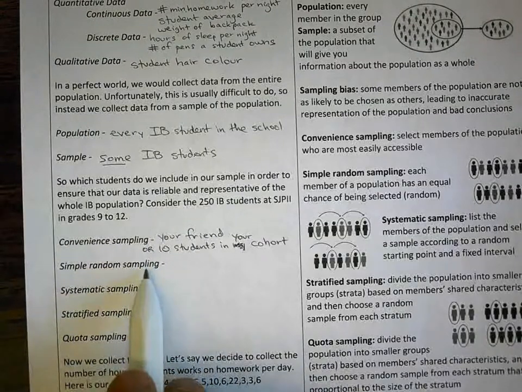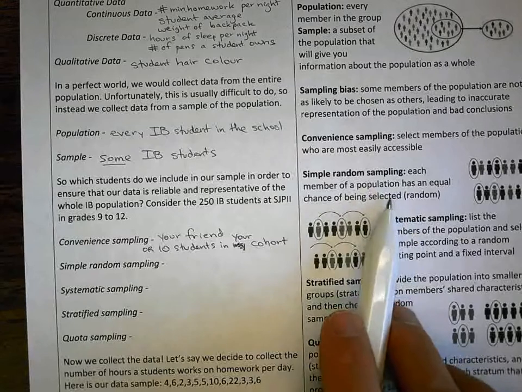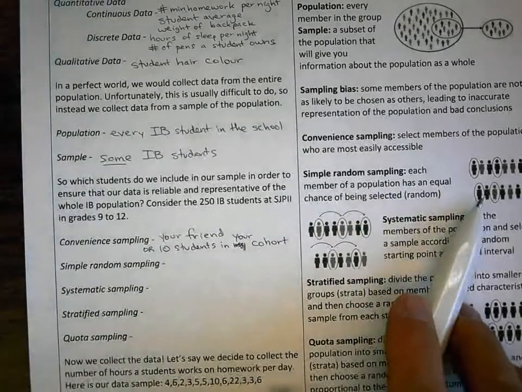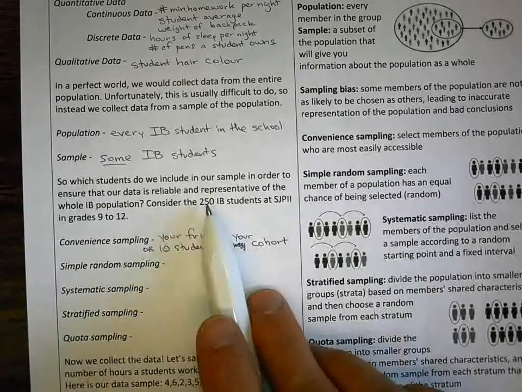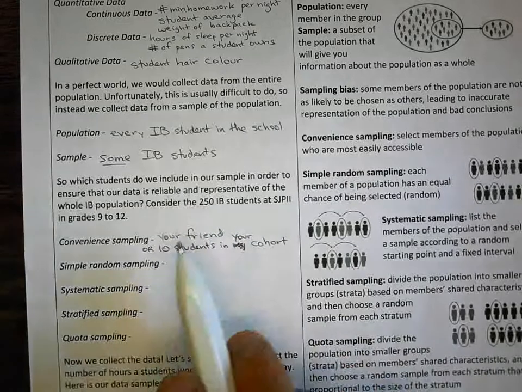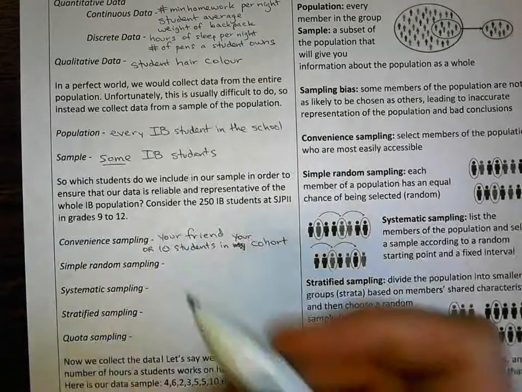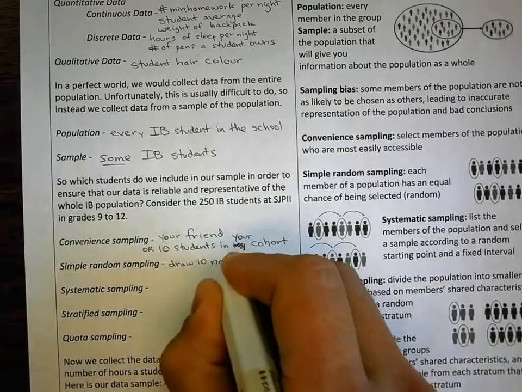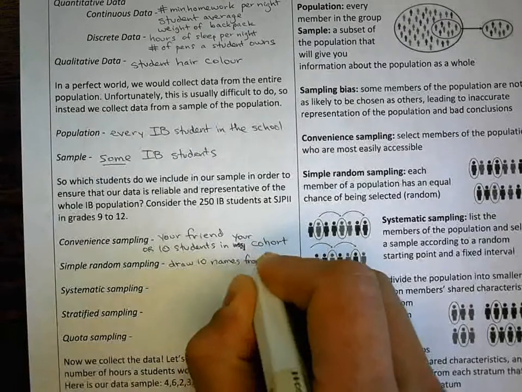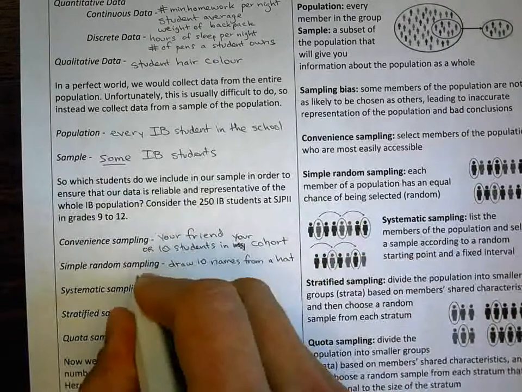The next kind of sampling would be simple random sampling. This is where each person has a random chance of being selected. I have a picture here. This is where you literally just roll a dice or have a random number generator that randomly selects people from the group of 250 to create your sample. So one way of simple random sampling would be to draw 10 names out of a hat. That's random and is going to ensure a random sample. Or use a random number generator.